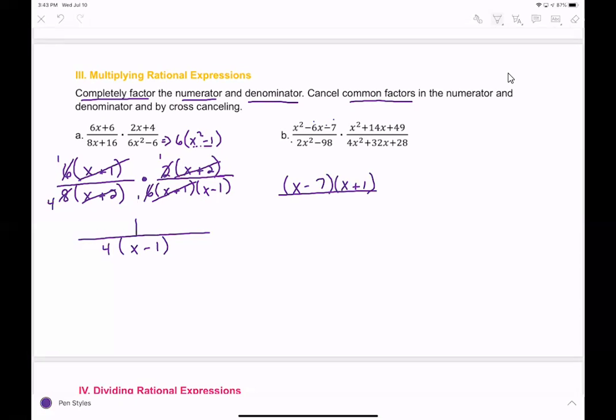Here in the denominator, I'm going to take out this GCF first. And then I'm going to break that difference of 2 squares down into an x plus 7 and an x minus 7. Bring my multiplication down. And then what will multiply to 49 and add to 14? I've got an x plus 7 and an x plus 7.